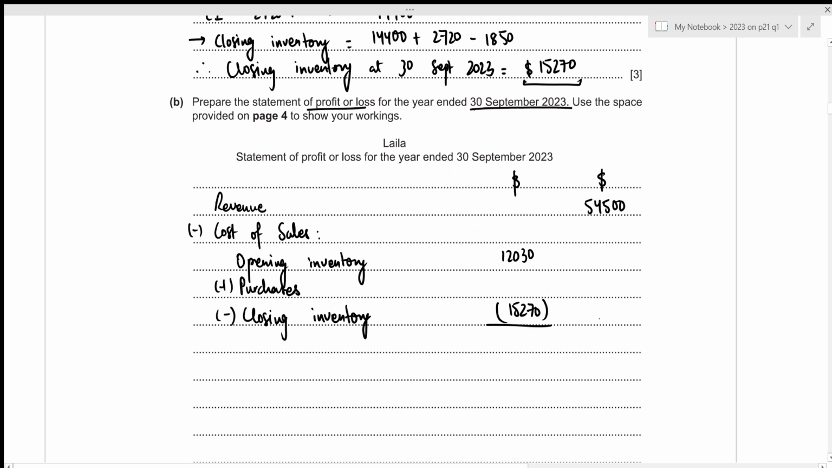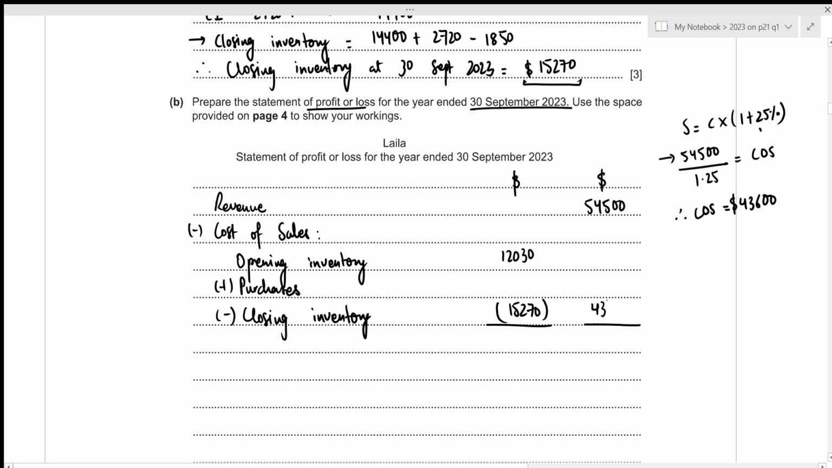Now we need to calculate the purchases, and in order to do so, we first need to calculate our cost of sales. Again, the formula is that sales will be equal to cost times 1 plus 25%. In this case, we have our total revenue of 54,500. If we bring this to the other side, that will be divided by 1.25. This will be equal to the cost, or the cost of sales in this case. So the value of our cost of sales is just going to be 43,600.